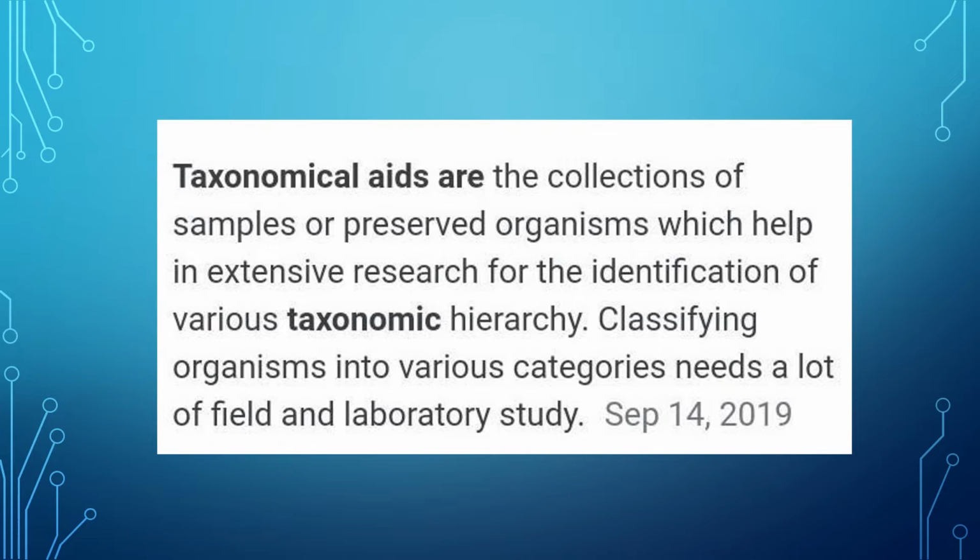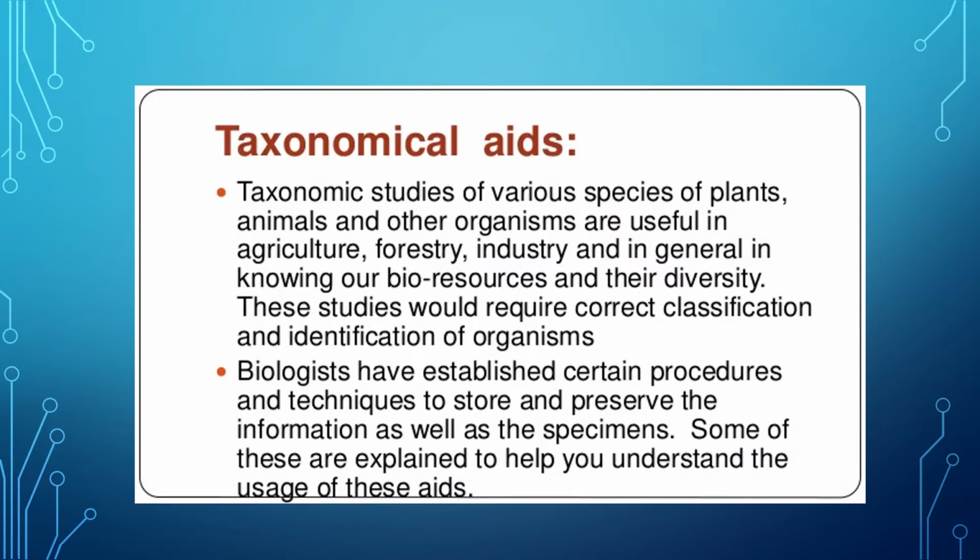Taxonomical aids are nothing but collections of samples or preserved organisms which help in extensive research and in the identification of various taxonomic hierarchy. Classifying organisms into various categories needs a lot of field and laboratory study. Taxonomical aids involve the study of various species of plants and animals and different organisms which are useful in agriculture, forestry, industry, and it is one of the main biosources. Because of the wide diversity in the ecosystem, this classification is mandatory for correct identification and studies of different organisms.